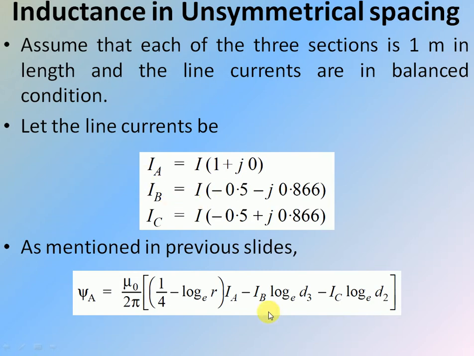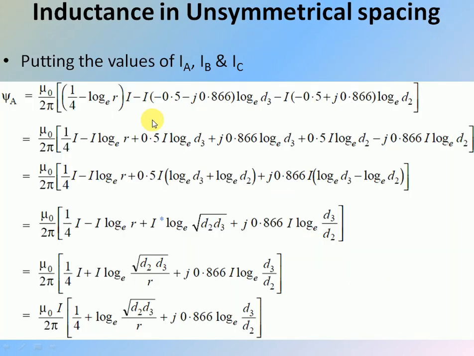We have already obtained the total flux linkage associated with conductor A under unsymmetrical condition. That same relation is shown here. In this relation, you have to give the substitution for IA, IB and IC. For IA, we have substituted I, and for IB, we have made the substitution as I into minus 0.5 minus j 0.866. Similarly for IC also. Thereafter, we will be simplifying the relation.